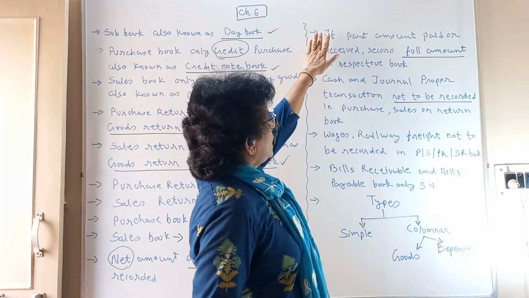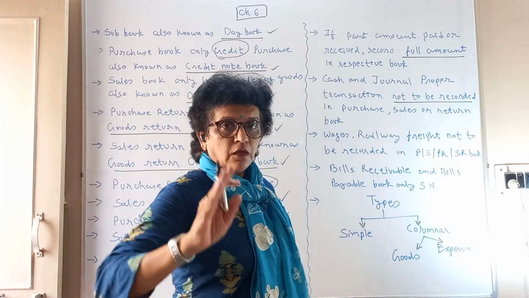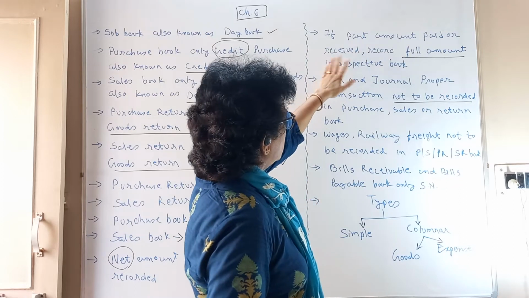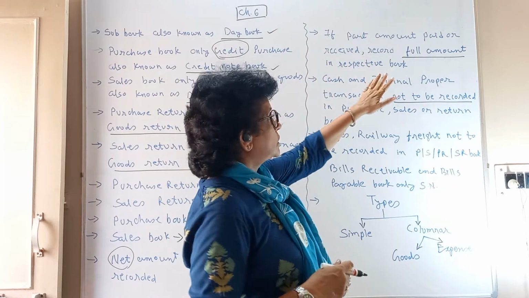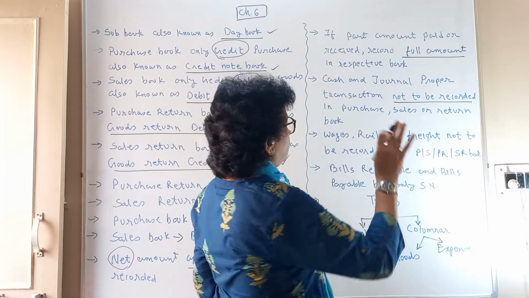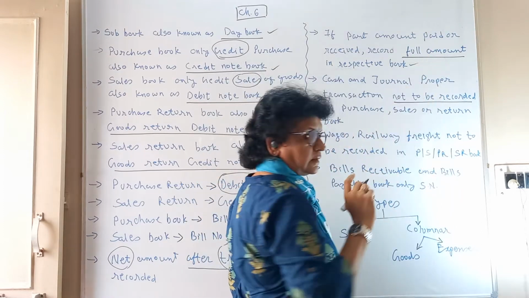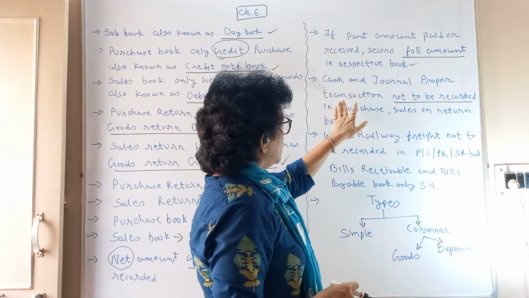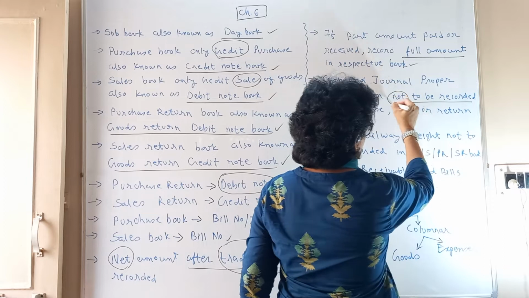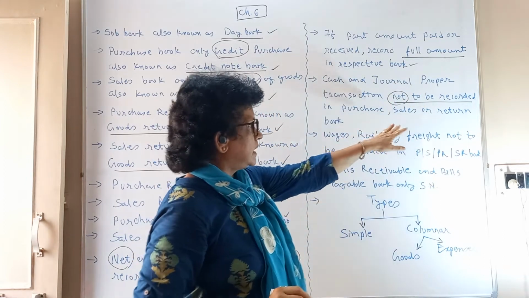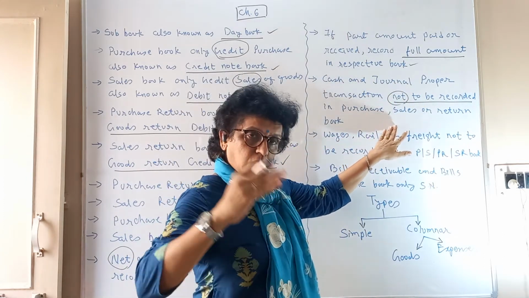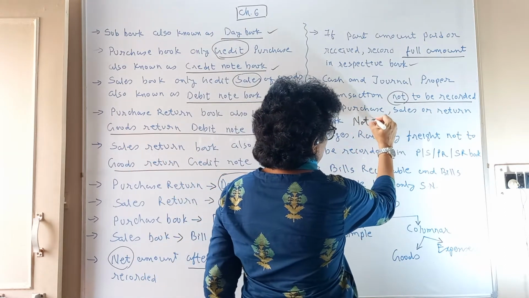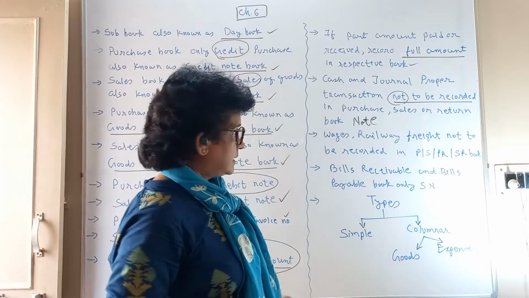If a part amount is paid, normally students make mistakes over here. If a part amount is paid or received, in the case of a sales book or a purchase book, you have to record the full transaction as a credit transaction. Keep this very well in your mind. Cash and journal proper transactions are not to be recorded in the purchase book, sales book or any of the return books. For those transactions, we have to write a note. Don't forget to write a note. That is also part of your answer.